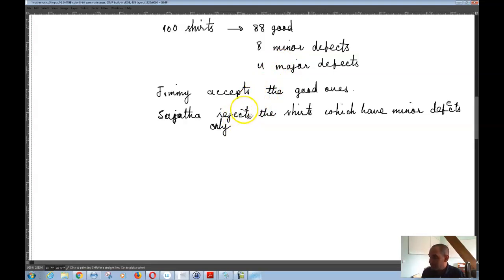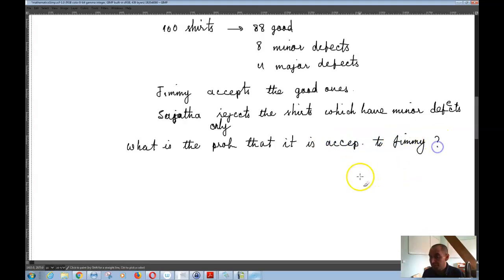Now, one shirt is drawn at random from the carton. What's the probability that it is acceptable to Jimmy? So if one shirt is drawn at random from the carton, what is the probability that it is acceptable to Jimmy. So if the shirt is supposed to be acceptable to Jimmy, that means that Jimmy accepts the good ones. That means that another way of saying this is that what is the probability that it is basically good. So now I need to create an event here, for example E1, that the shirt is good.